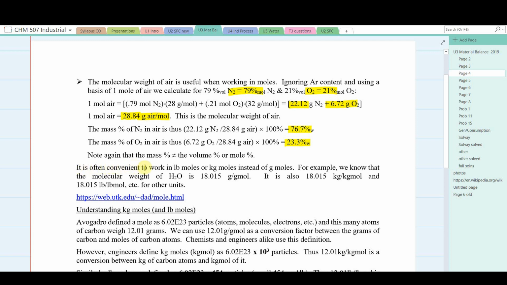One last thing here. It's often convenient to work in pound moles or kilogram moles instead of gram moles. For example, we know that the molecular weight of water is 18.015 grams per gram mole. We don't often say gram mole, that's implied. But it's also true that we can say the molar mass of water is 18 kilograms per kilogram mole and 18 pounds per pound mole. Sounds pretty strange, but these are commonly used in engineering calculations.